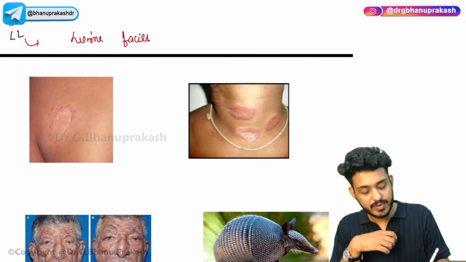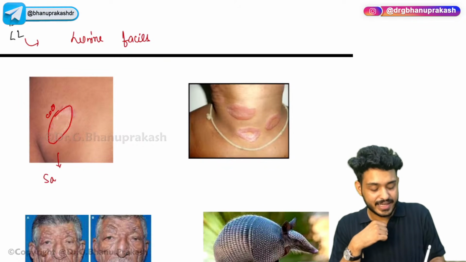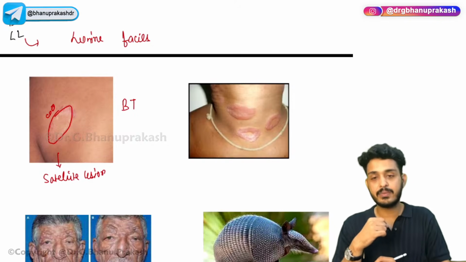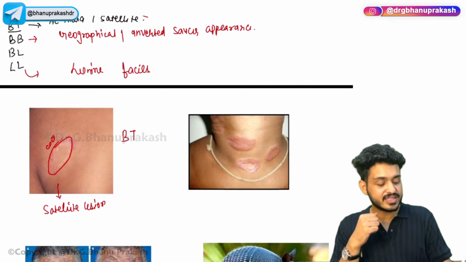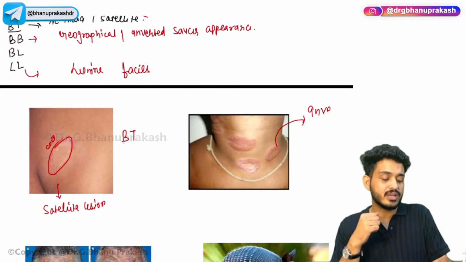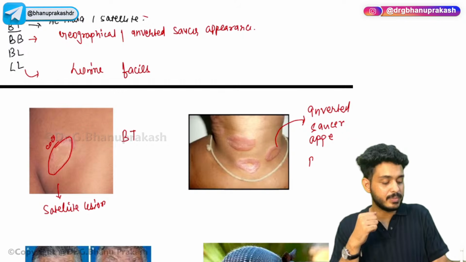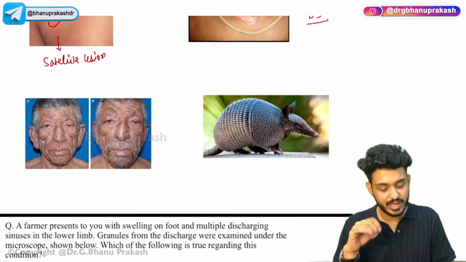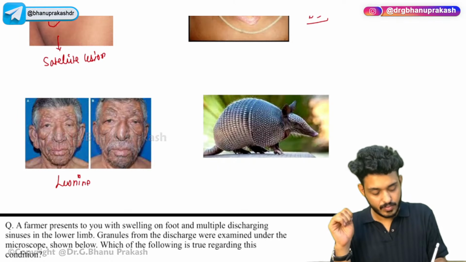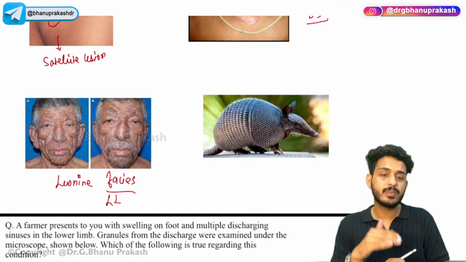Okay, so this is a type of lesion. Can you appreciate? This is a lesion. Around the lesion there is another lesion. This is known as satellite lesion. They will ask you which type of leprosy, then you have to answer BT type of leprosy. Satellite lesion, most common in India, will be BT type of leprosy. Second, this is a geographical lesion, also known as inverted saucer appearance. Inverted saucer is always concerned with the BB. Okay, that is your BB, or geographical lesion will be BB. Okay, this is your leonine facies, lion-like face, that is your LL type of leprosy, lepromatous leprosy.